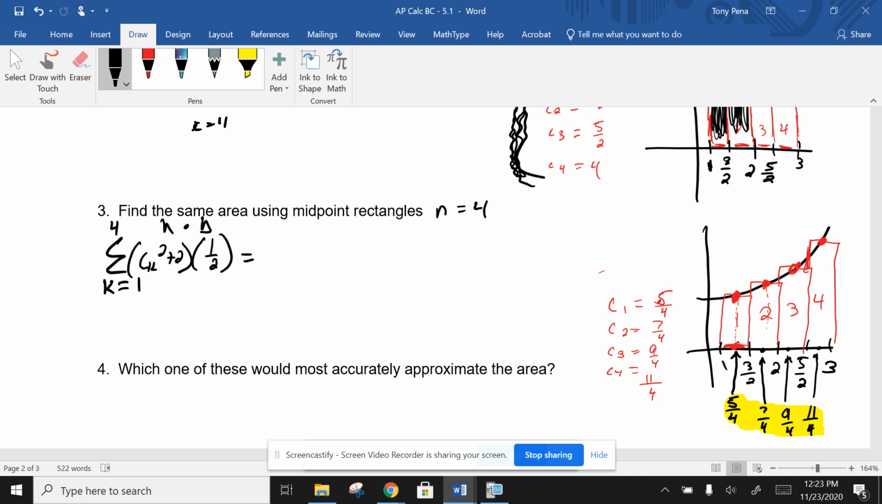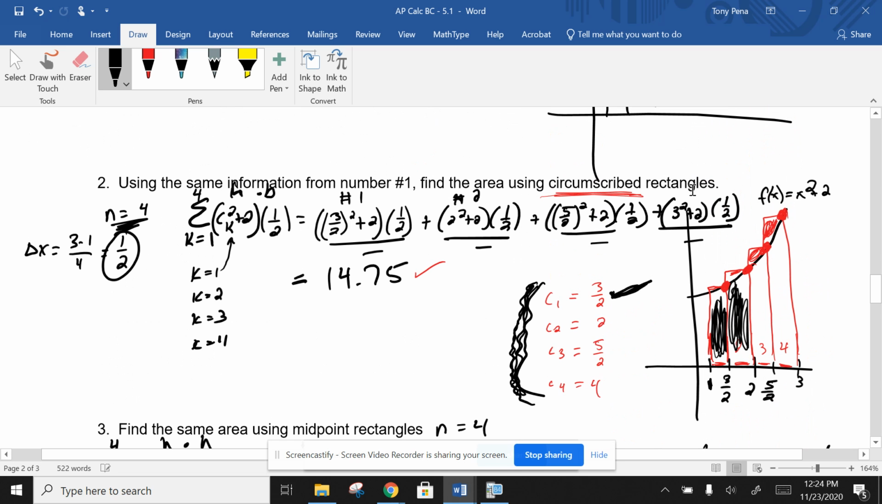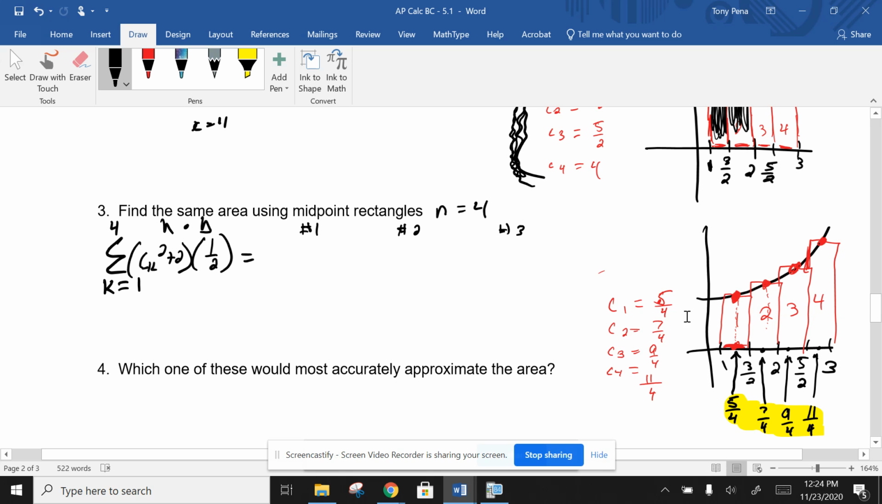All right, if you wanted to write all these out, number 1, number 2, number 3, it's the exact same thing we would have done right here, except these numbers that you're plugging in for x are no longer 3/2, 2, 5/2, and 4. It's 5/4, 7/4, 9/4, and 11/4. And you're just plugging them in, you're going to add them all up.